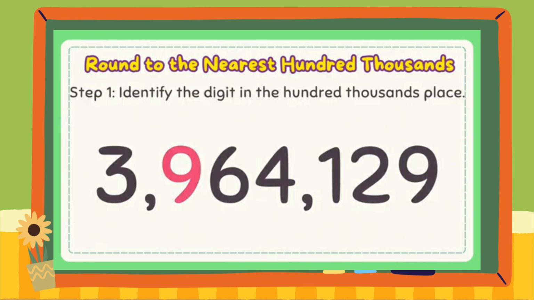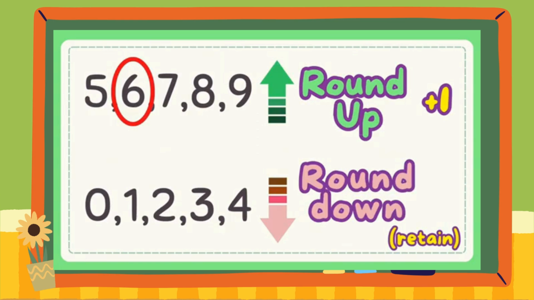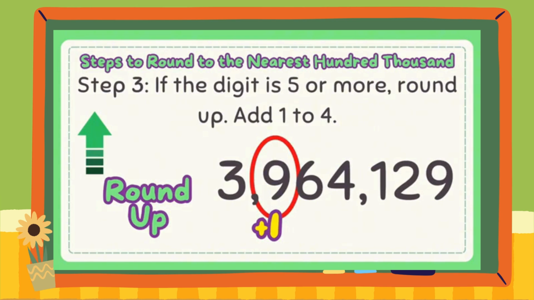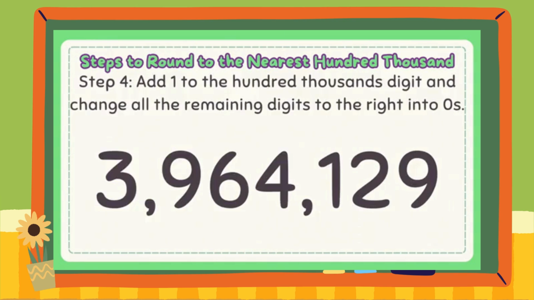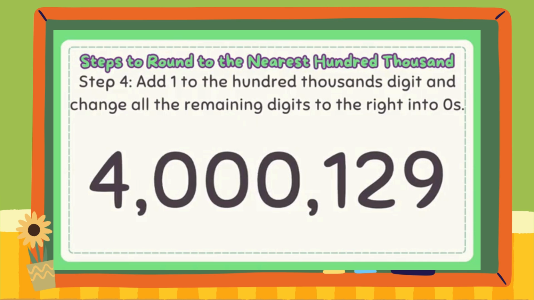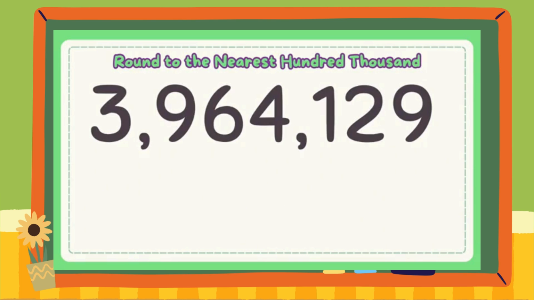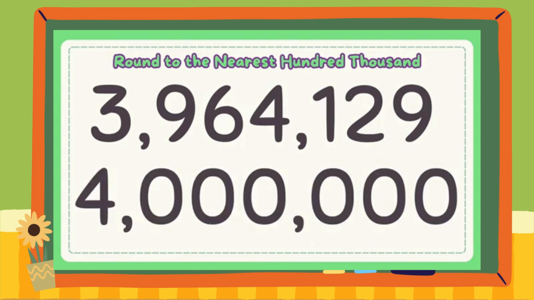Another number. 9 is the digit in the 100,000 place. And the right digit is 6. 6 is round up. So, we will add 1 to 9. So, 39 plus 1 is 40. And change all the remaining digits to the right into zeros. So, this number became 4 million.